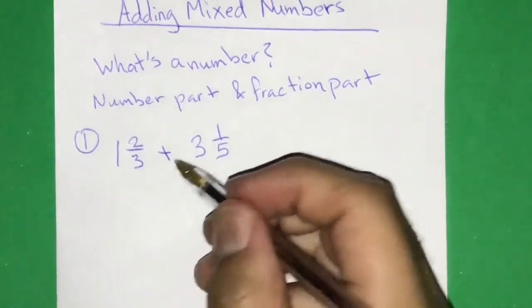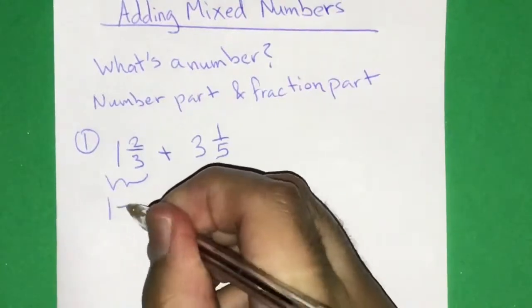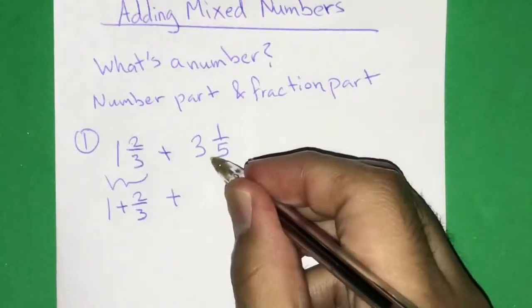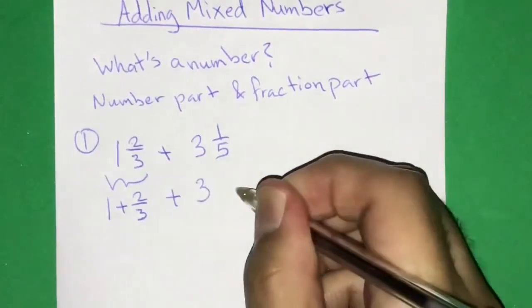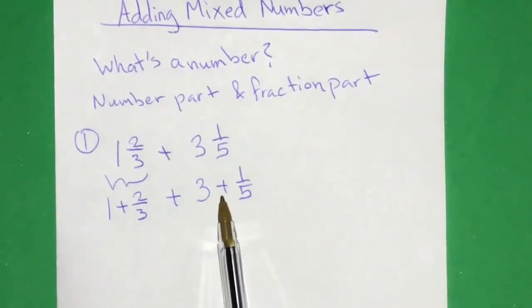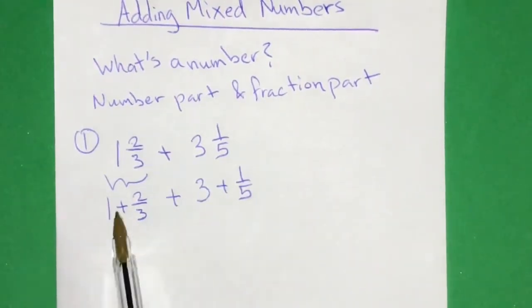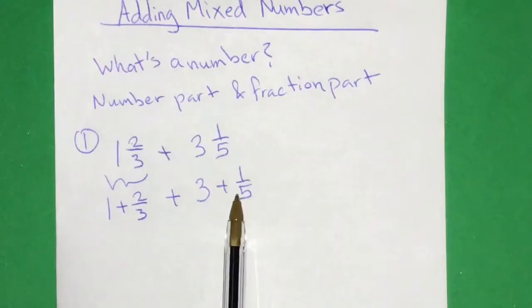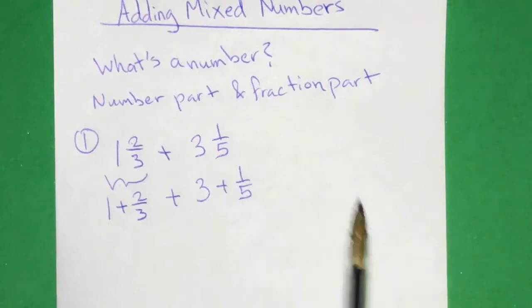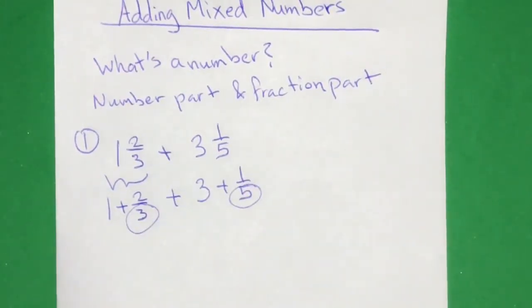Okay, so what does this notation mean? Here, 1 2/3 just means 1 plus 2/3, and 3 1/5 just means 3 plus 1/5. So basically this is just a more compact way to write this. When we add mixed numbers, we can add the whole parts, and then we can add the fractions. But we notice the fractions have denominators that aren't the same, so we're going to have to find a common denominator.